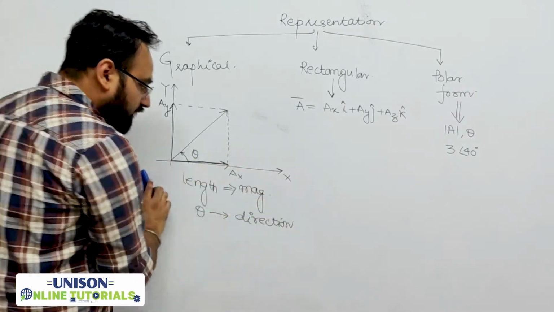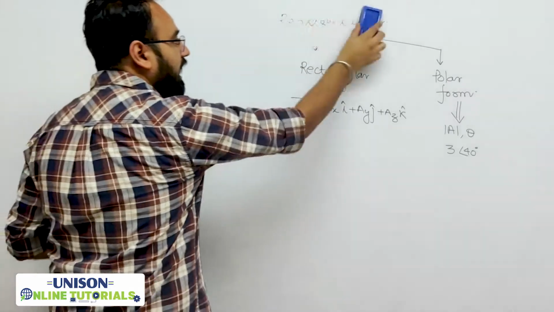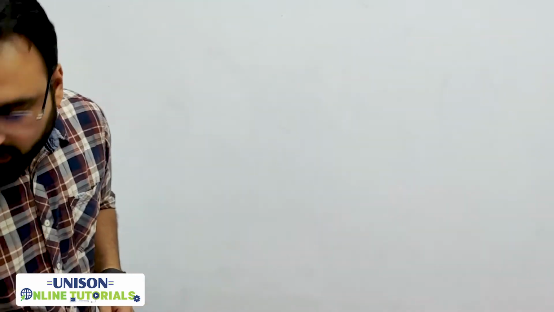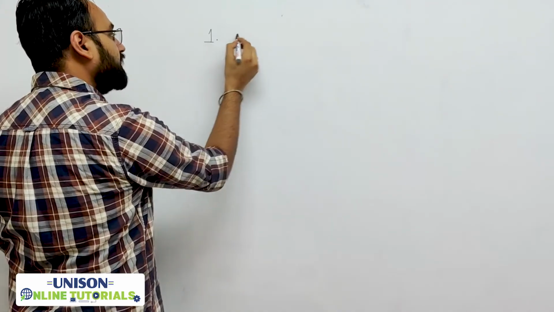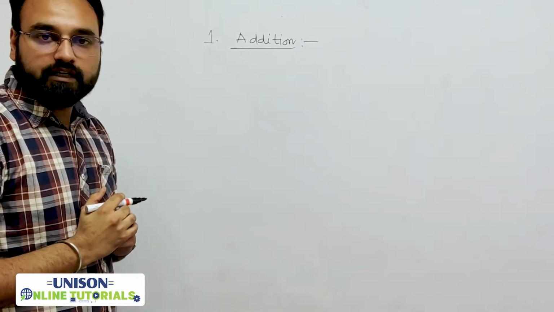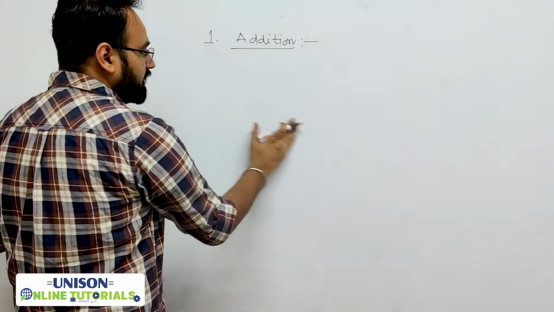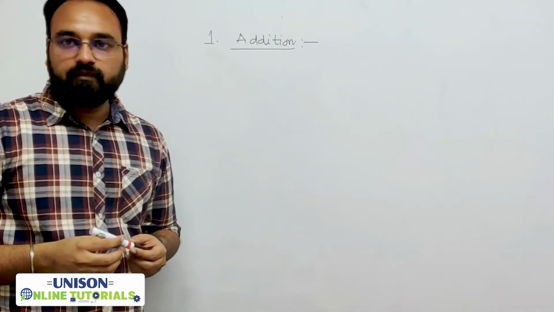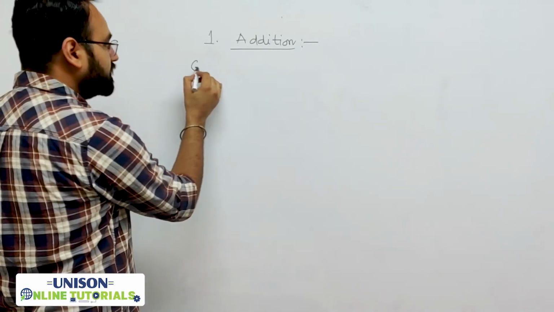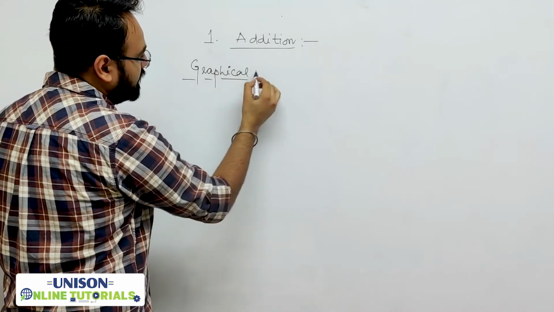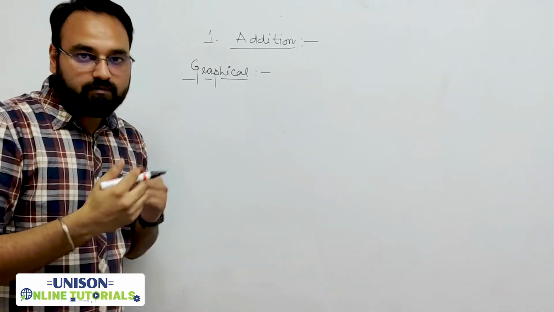After that, the third topic that comes is algebra of vectors. Under algebra, we study three things. One is the addition. And then we will see about their multiplication. Now if we talk about addition of vectors, then we have to first see in which form vectors are given. If vectors are given in graphical form, then to add them we have to use graphical methods.